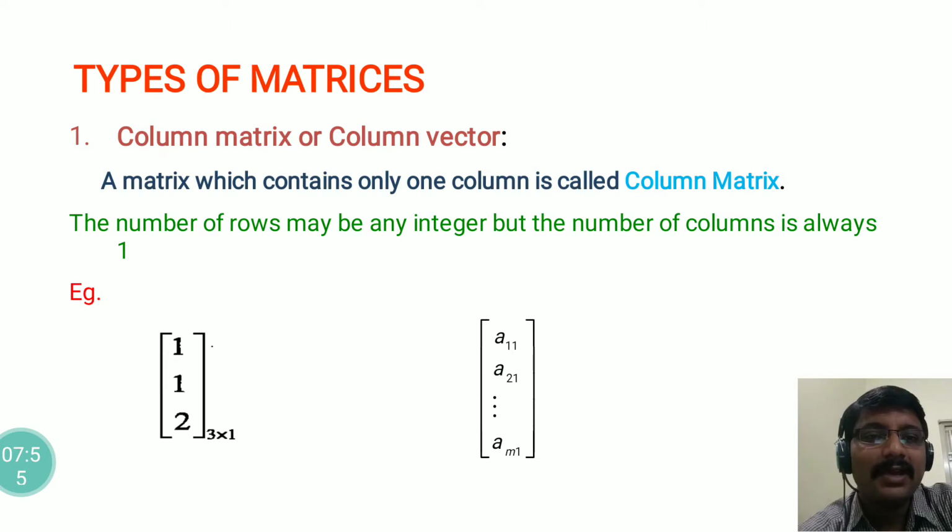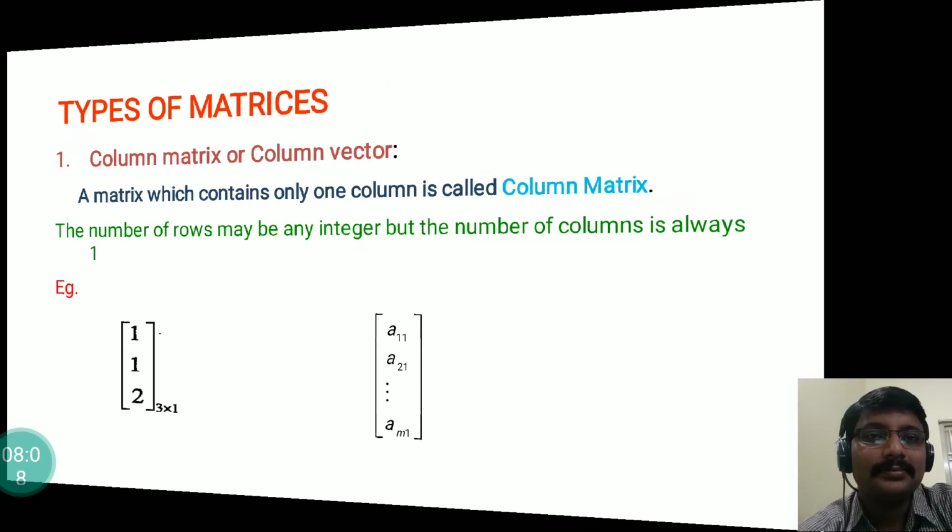First one is a 3 by 1, which involves 3 rows, only one column. Second one contains m rows but one column. So a matrix having only one column is called a column matrix.